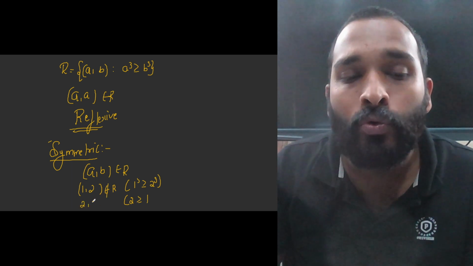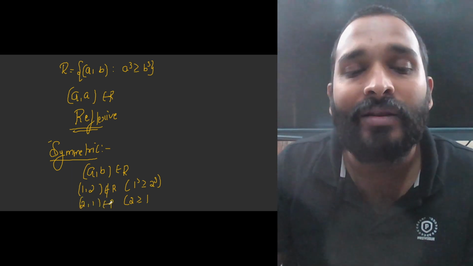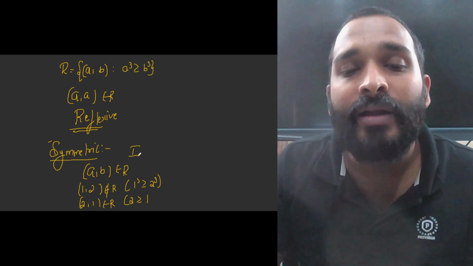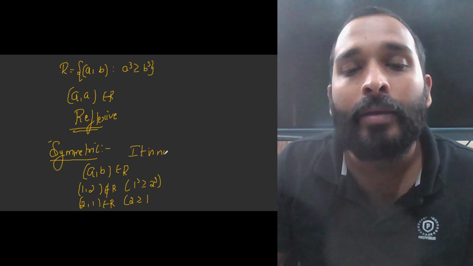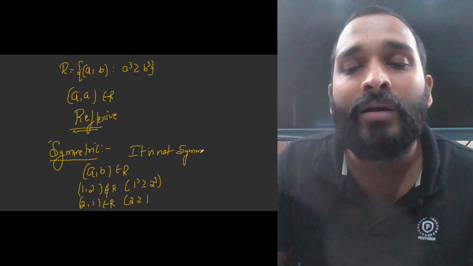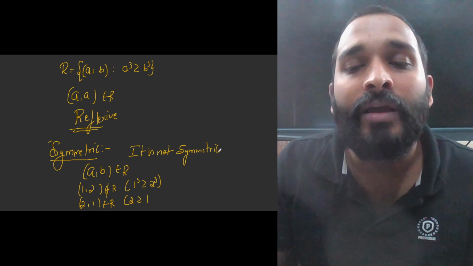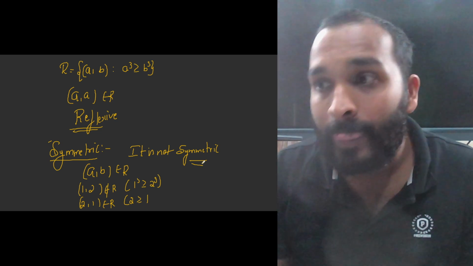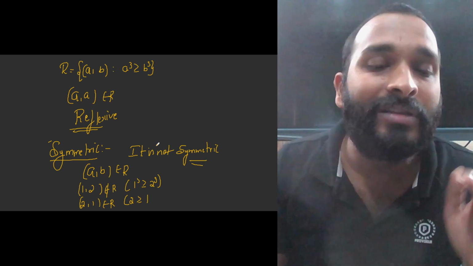If 2 greater than or equal to 1 is possible, so in that case what do you write? It is not symmetric, right children? Because what are they asking here? They are asking us it should be reflexive and transitive but not symmetric, and this is not symmetric, right?